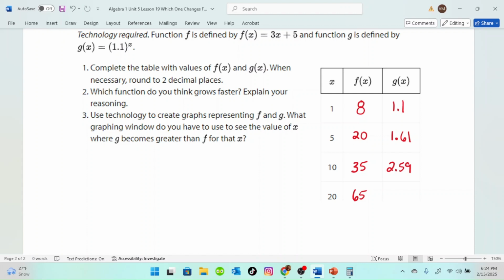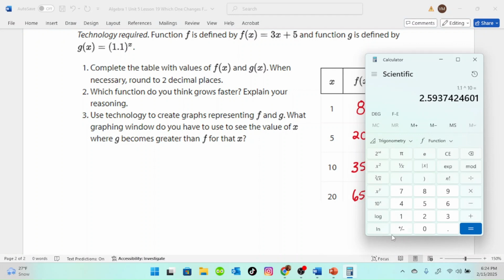And the last entry on the table is when x is 20. So g of 20 would be 1.1 to the power of 20. On a calculator, we would type 1.1, then the button that says x to the power of y, and we tell it the exponent is 20. And rounded to 2 decimal places, this would be 6.73.